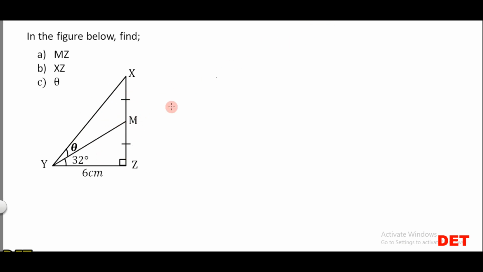If I should draw this entire triangle, it will be like this. Here is our right angle, and here let's just represent this entire angle as x. You should note that in this entire angle x, you have theta and you have 32. This is y, this is x, and this is z.